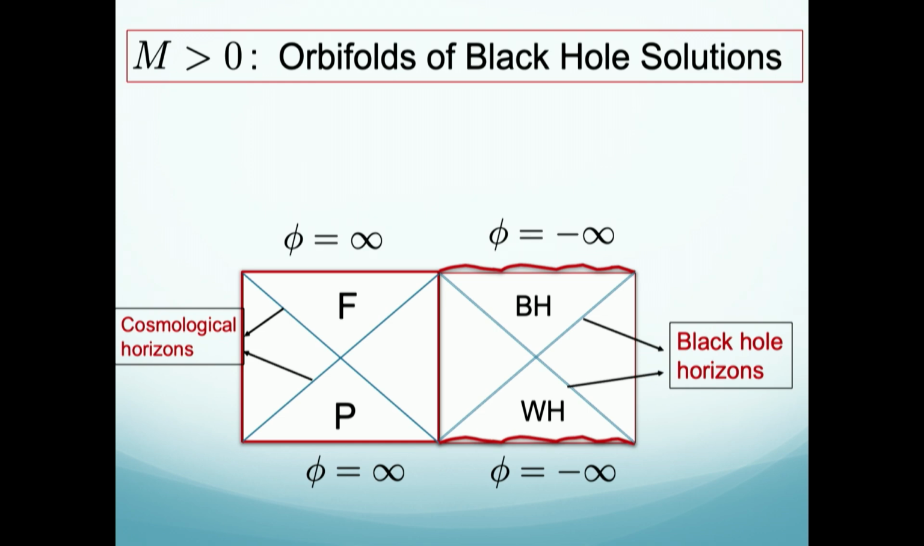The forward and past wedges, Milne wedges, outside the cosmological horizon are regions of space-time where the dilaton varies along a time-like direction, and it takes the value infinity in the far future and far past. And then the dilaton is also time-like inside the black hole horizons, now takes negative values in these two BH and white hole and black hole regions. And here I've drawn it so that the space-time extends till the dilaton becomes minus infinity. Okay, so this is the starting point.